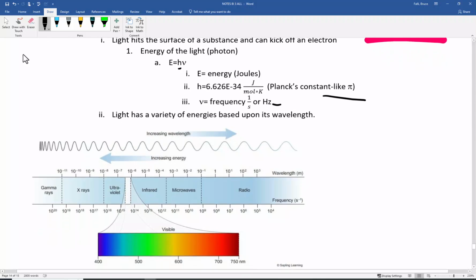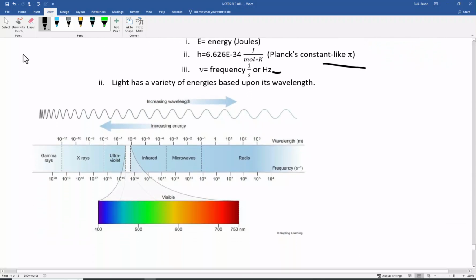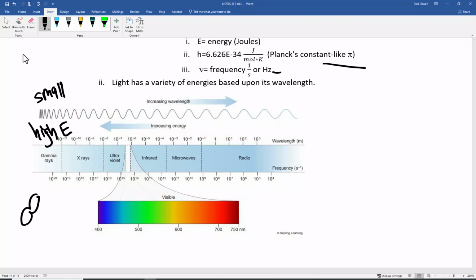Light has a variety of energies based upon its wavelength. So notice gamma rays have a very small wavelength, and they are very high energy. If I was shot with gamma rays, I'd become huge, like the Hulk. I wish I knew how to draw muscular people. I'm going to draw myself big arms, and then I become the Hulk because the Hulk is green. That's the gamma rays. Gamma rays are the most powerful, which is why they use them to make the Hulk.